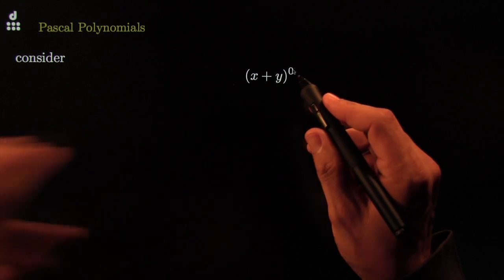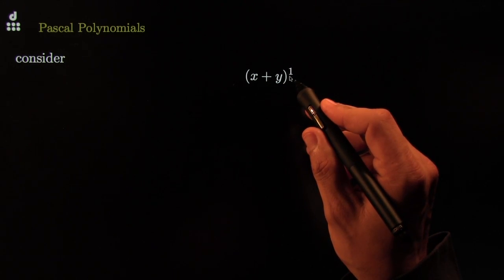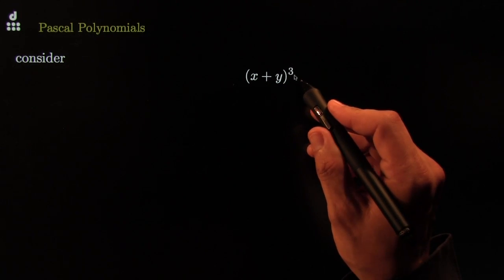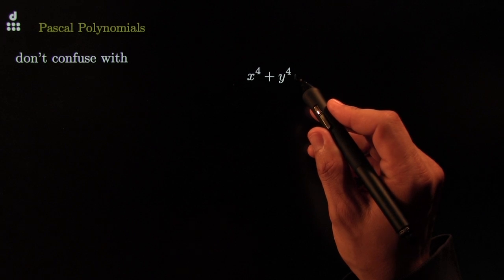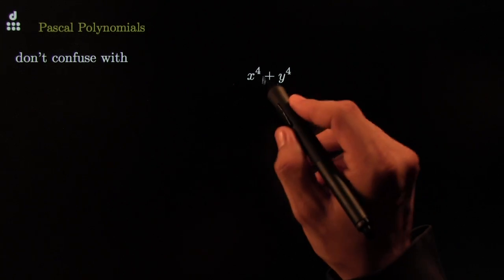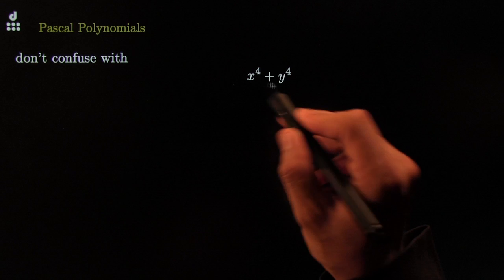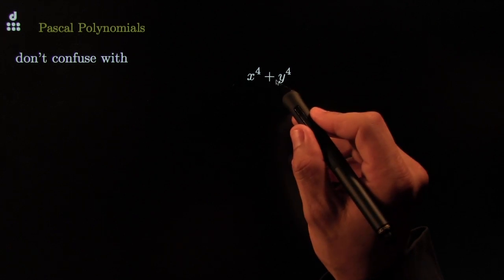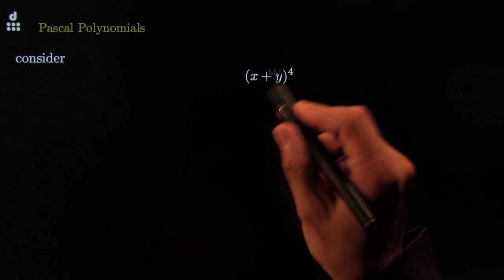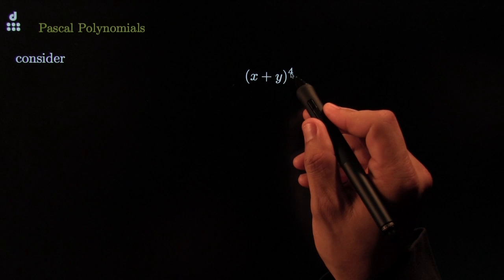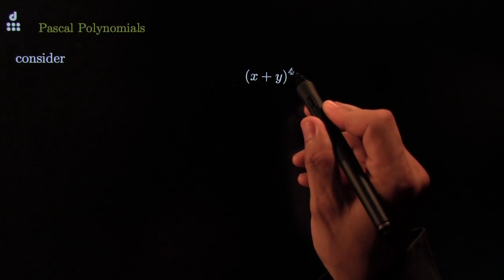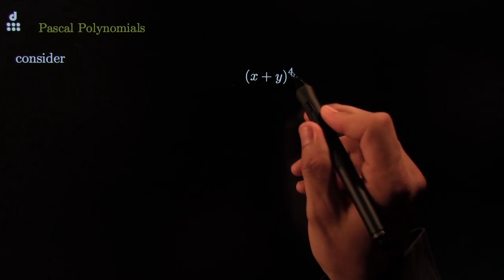X plus y to the 0. Well, you'll see this turns out to be easy, but what if it's to the 1 or to the 2 or to the 3 or to the 4 or to the 5? Don't confuse that with these ones. These ones are different, where you have x to the 4 plus y to the 4. That's the sum of fourth powers. That's not what we're talking about. We're talking about when you just have the sum of two items and then you have the exponent outside. That's the key. The exponent is outside.